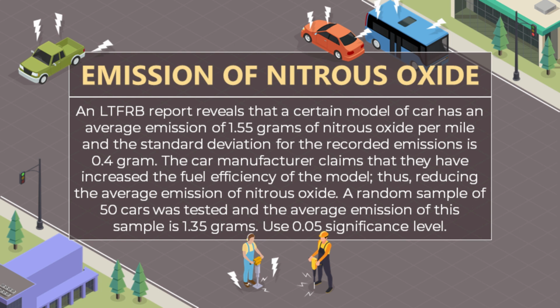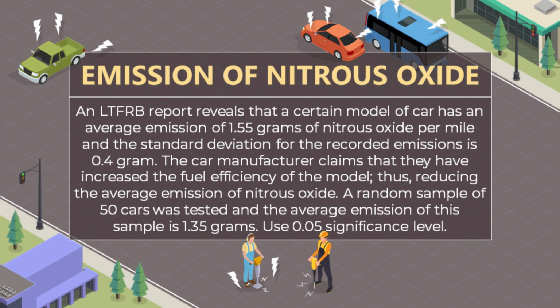An LTFRB report reveals that a certain model of car has an average emission of 1.55 grams of nitrous oxide per mile, and the standard deviation for the recorded emissions is 0.4 gram. The car manufacturer claims that they have increased the fuel efficiency of the model, thus reducing the average emission of nitrous oxide. A random sample of 50 cars was tested, and the average emission of this sample is 1.35 grams. Use 0.05 significance level.